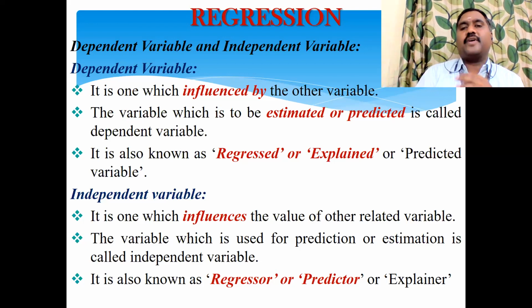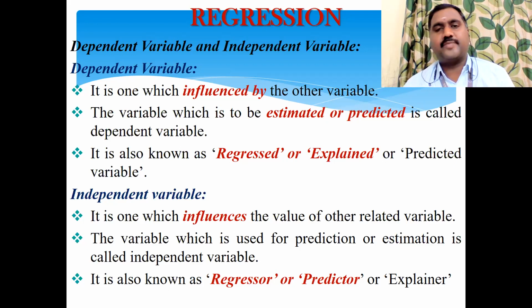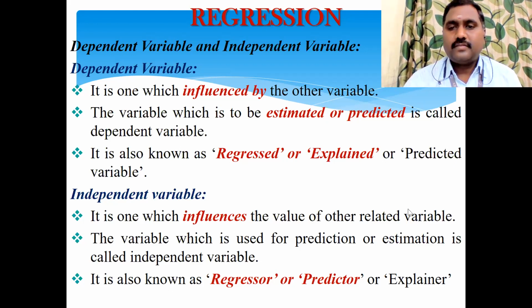So which was influenced by the other variable. That is called the dependent variable. It is also called the regressed, explained or predicted variable. Whereas the independent variable is the one which influences the other variable. Your time, the time that you take for preparation for your exam, influences your exam mark. That is called an independent variable. It is also called a regressor, predictor or explainer. Okay, so this is the concept of regression.